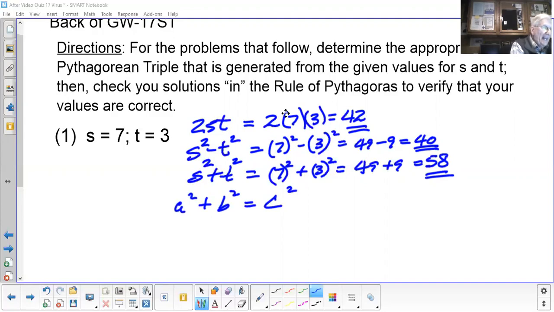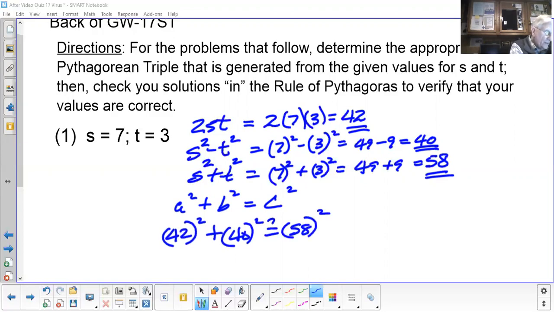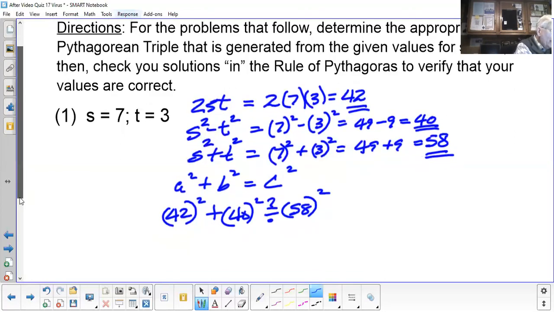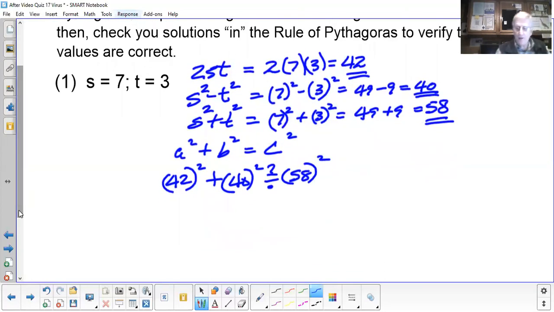I'm going to let A be 42. Remember, I have to let the biggest number be the hypotenuse. I'm going to let B be 40. So I will square 40. And does that give me the same thing as when I square 58? So I usually put a question mark over this to see if it gives me what I want. Okay, so take your phone and determine what 42 squared is. I'm going to do it on my calculator over here.